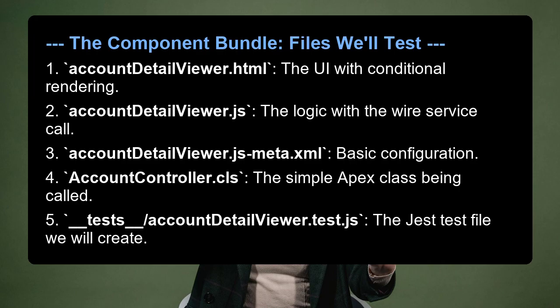files we will test. 1. accountDetailViewer.html, the UI with conditional rendering. 2. accountDetailViewer.js, the logic with the wire service call. 3. accountDetailViewer.js-meta.xml, basic configuration. 4. AccountController.cls, the simple Apex class being called. 5. __tests__/accountDetailViewer.test.js, the Jest test file we will create.